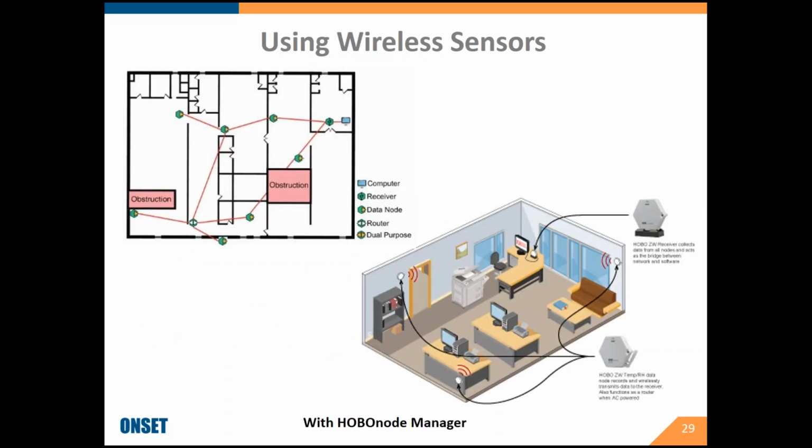Here's a little diagram of how that works out. The receiver and the PC are connected at one location, and then the nodes wirelessly transmit the data back to the receiver, and it's stored on that PC's hard drive. And this is all accomplished with the HoboNode Manager, part of HoboWare, but a separate application called HoboNode Manager for the ZW series wireless node sensors.